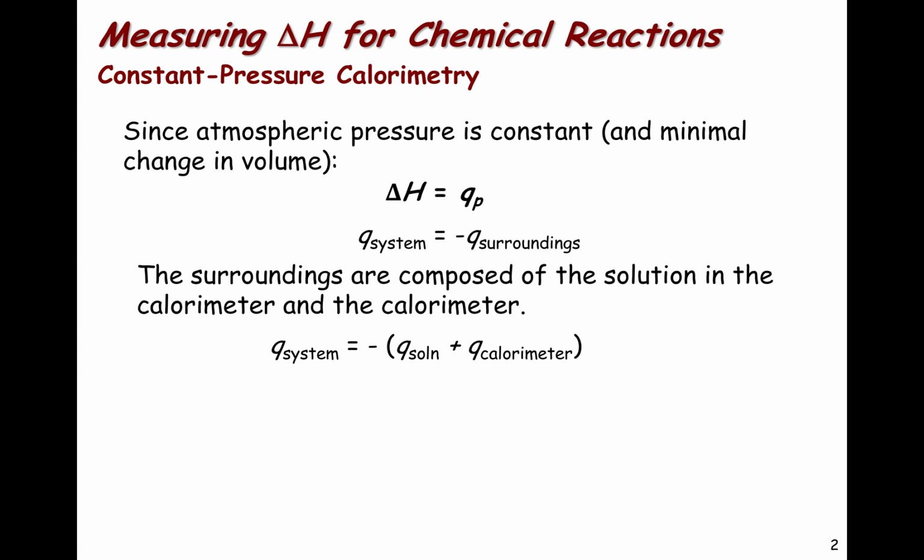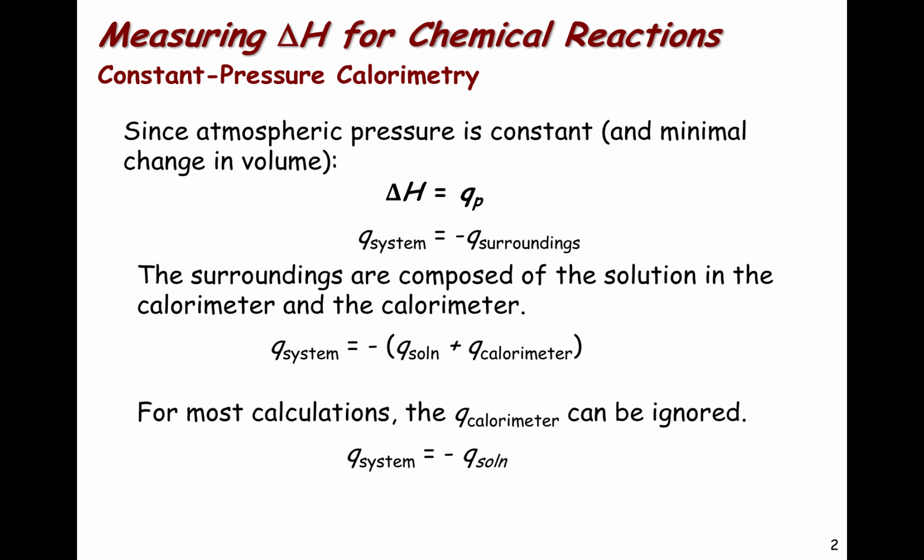In this case, then, the surroundings is composed of the solution and the calorimeter itself, and so the Q of the system is the negative of Q of the solution plus the Q of the calorimeter itself. But hopefully that Q for the calorimeter is minimal, so that primarily we're talking about the Q of the solution. And so in this particular case, we can make the statement that the Q of the system is the negative primarily of the Q of the solution.